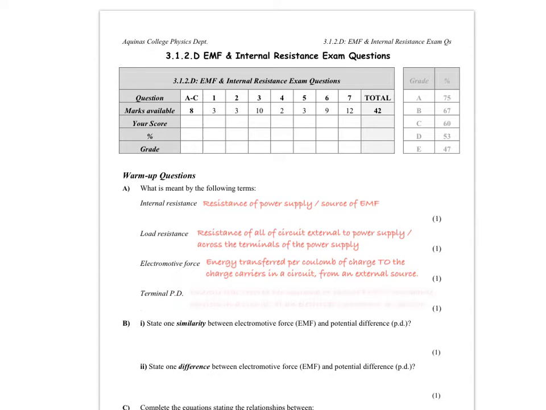And then terminal potential difference is the energy transferred per coulomb of charge from the charge carriers of the circuit to other forms, like an electrical component or resistor. So, for example, to heat in a regular resistor, to motion in a motor, to light in a light bulb.